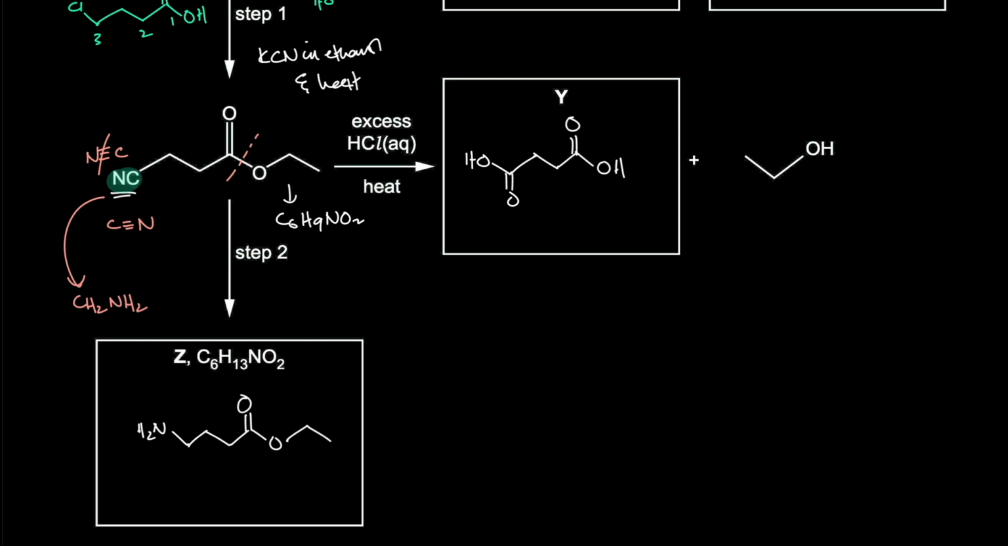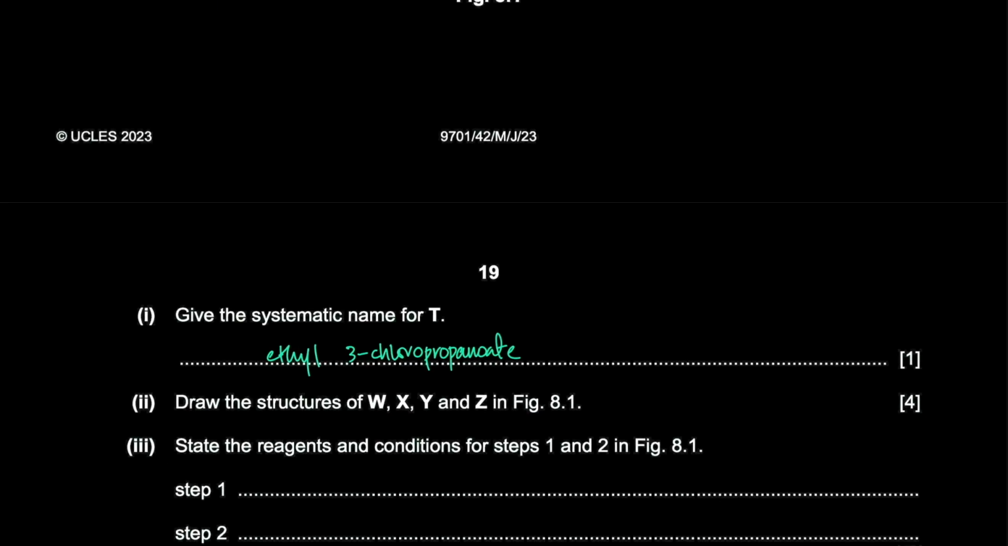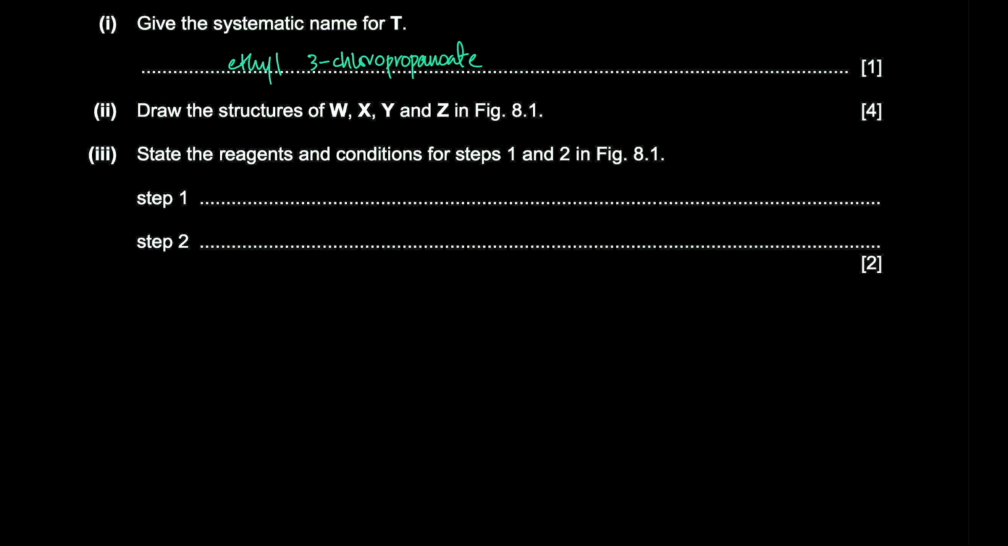Okay, so in step 1 we were making the nitrile, and then in step 2 we're reducing that nitrile. So for step 1 we're going to use KCN and ethanol and heat. And then for step 2 we're using hydrogen and nickel, and heat. Or you can use LiAlH4 in dry ether, and then heat.